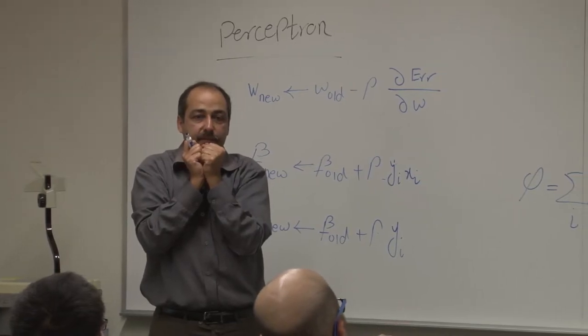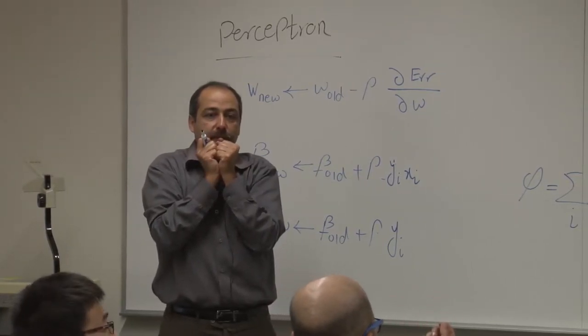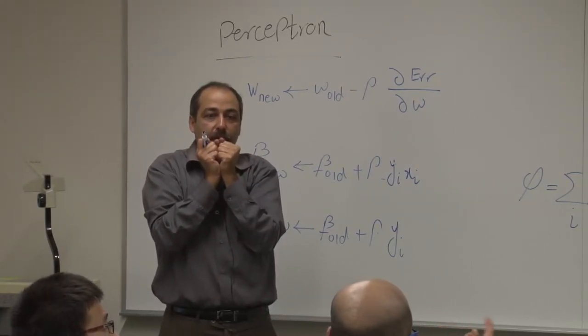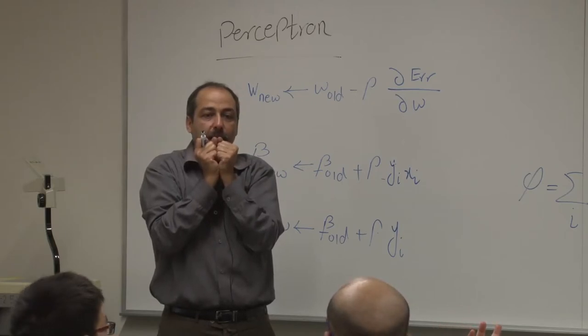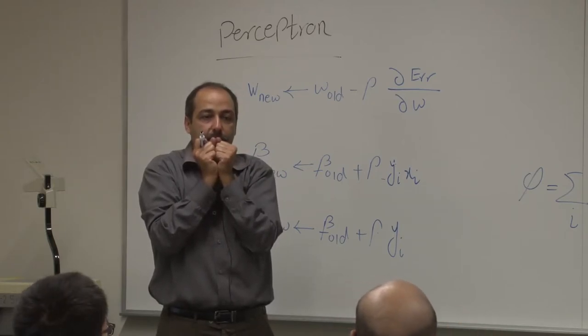So for the stochastic one, you just choose one of the misclassified points randomly. Yes. Right.